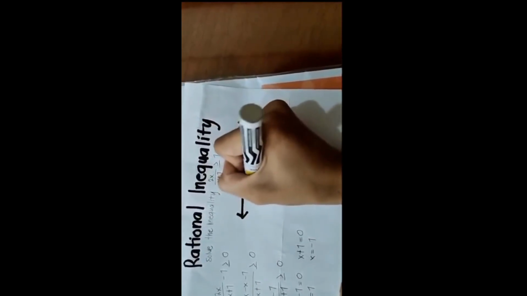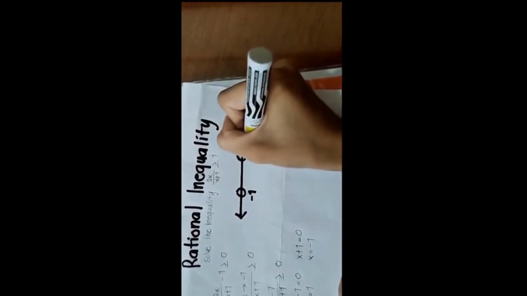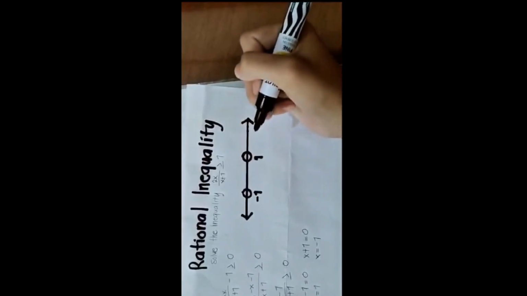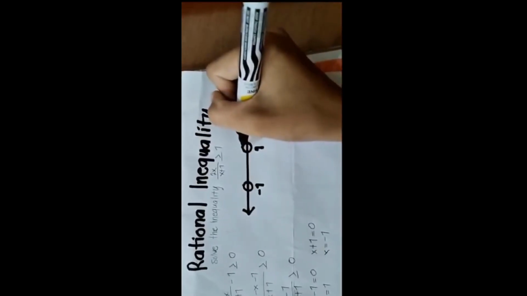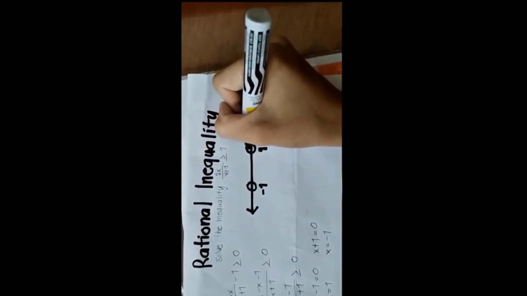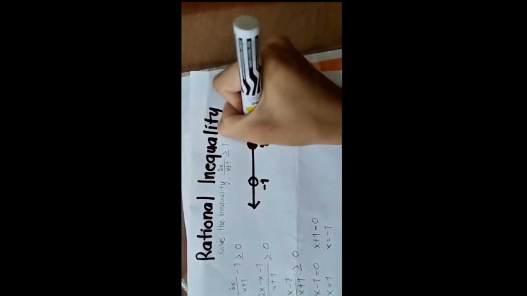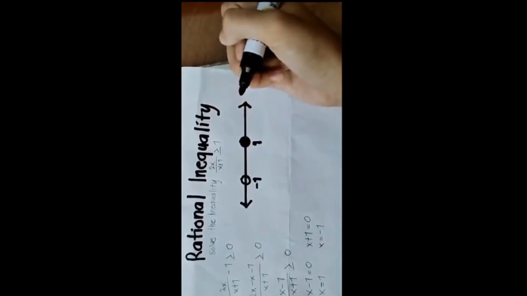Second, when we substitute negative 1, the denominator will become 0. It will become undefined. That means if it is undefined, it is not included in the solution. So this circle is still open. Don't shade the negative 1 because it is not part of the solution.